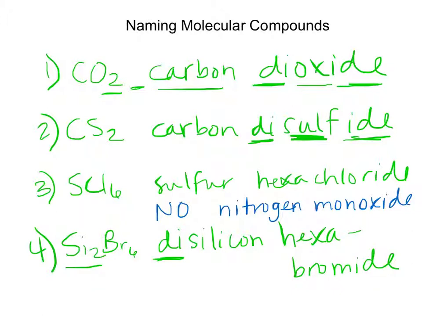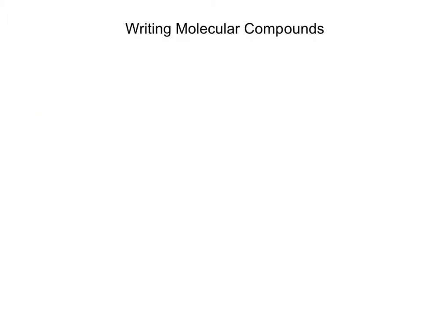So even if there's only one of the second element, we still need to include the prefix for it. Now, writing molecular compounds, or the formulas for them, is so much easier than writing them for ionic ones. In molecular compounds, we don't have to worry about balancing the equations anymore.